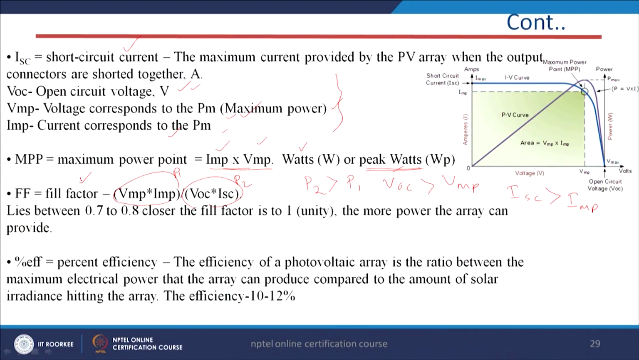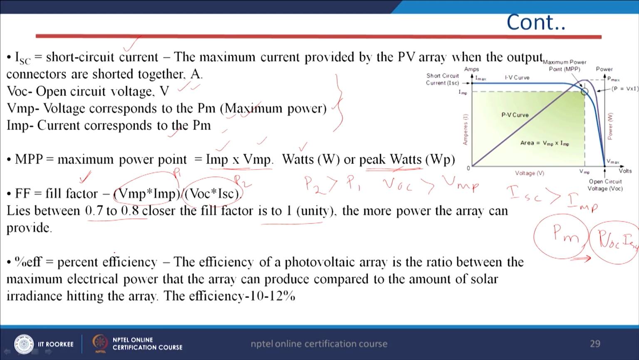The ratio of these two powers is basically known as the fill factor, and this specification is also provided inside the solar panels or sheets. This particular factor lies between 0.7 to 0.8, and if it is close to unity, that means we are using more power. If this P max is much closer to this VOC into I short circuit, then that means we are harnessing more power from the solar panel.